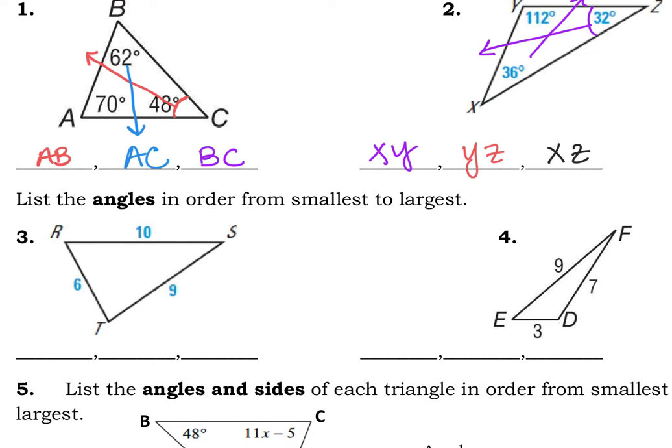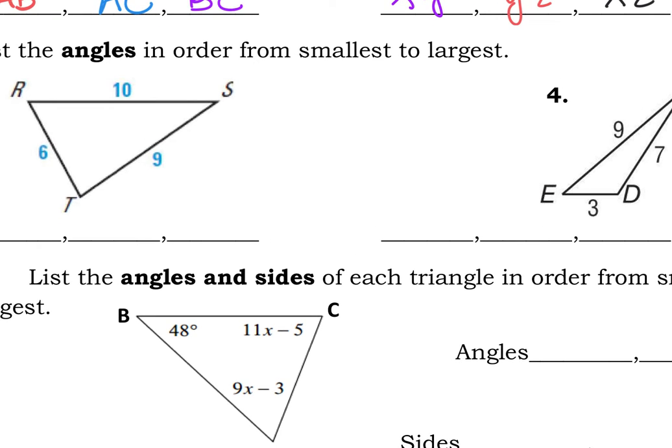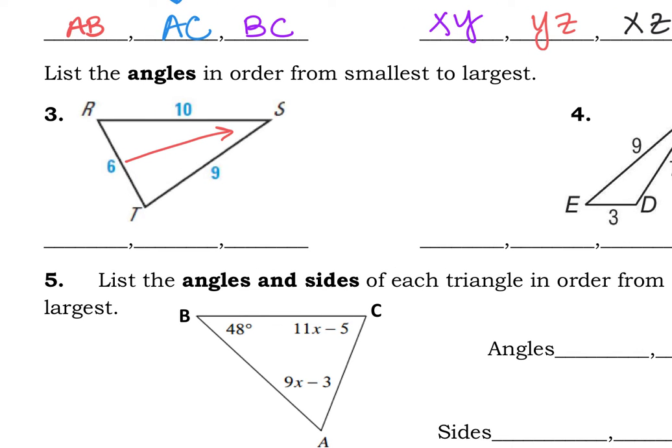All right. Now, if I give you the angles, we should be able to do the same thing. So if I give you the sides, we should be able to list the angles. So we're going from smallest to largest. What is the smallest side? 6. And across from 6, we have angle S. All right. What would be the next angle? R. Good. So then the largest angle has to be angle T.